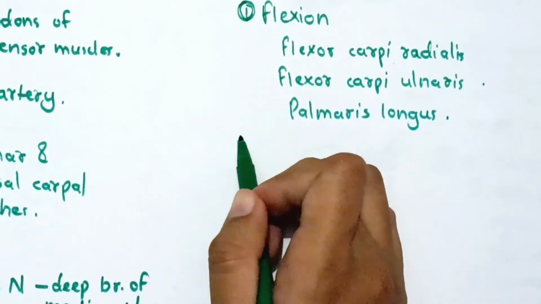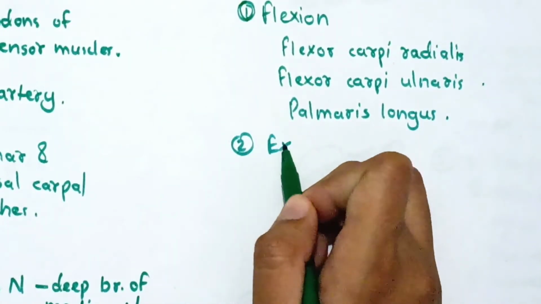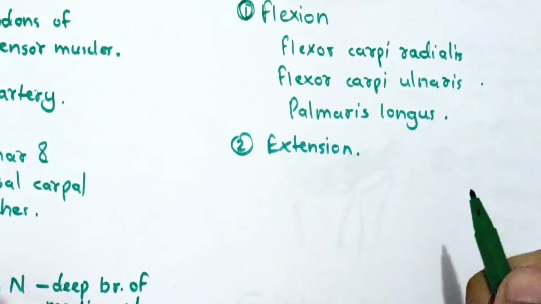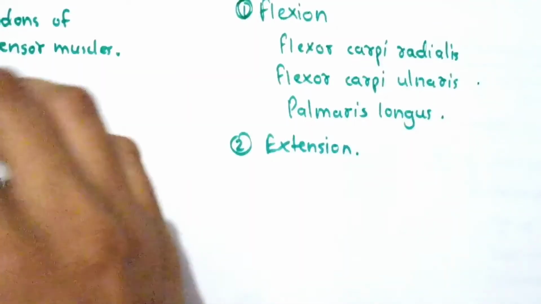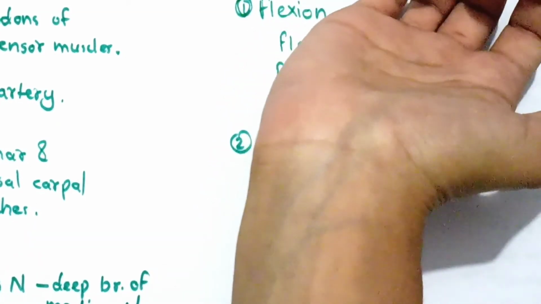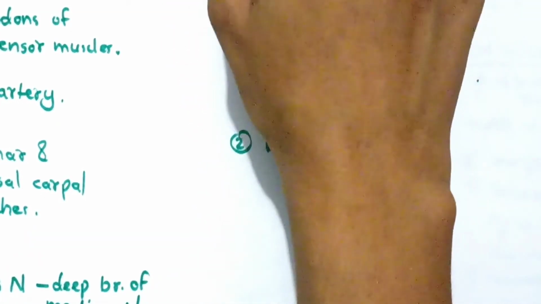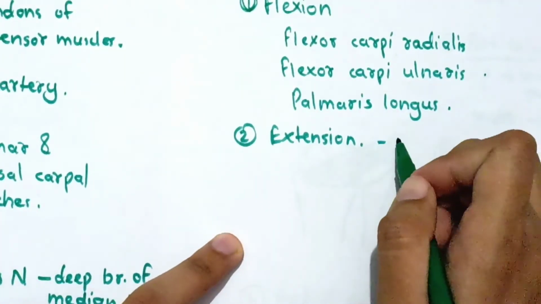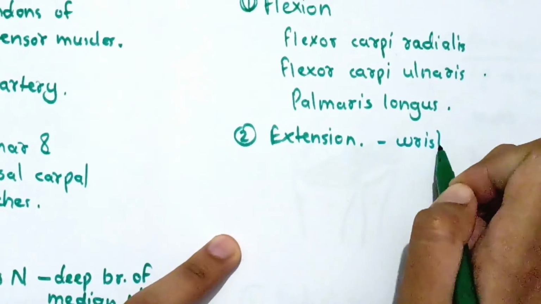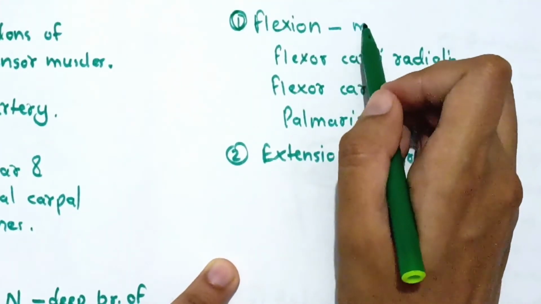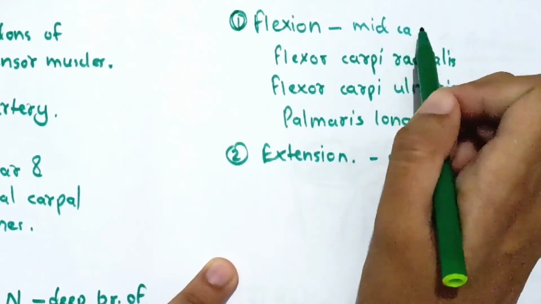Now extension. Extension is when you move your hand backside. Okay, like this movement is the extension. So this extension is mainly at the wrist joint, and this one is at the mid-carpal joint.